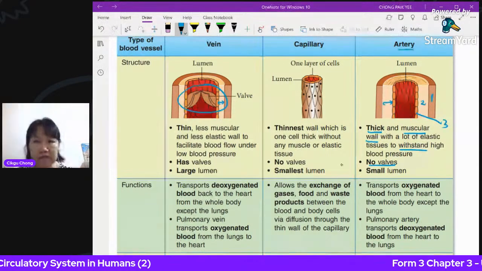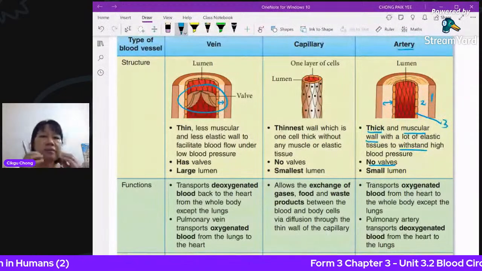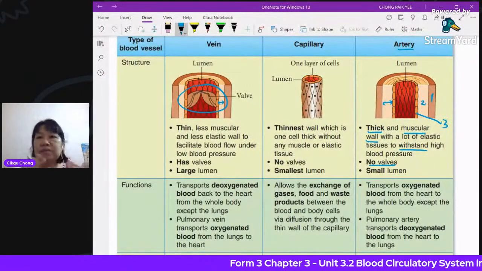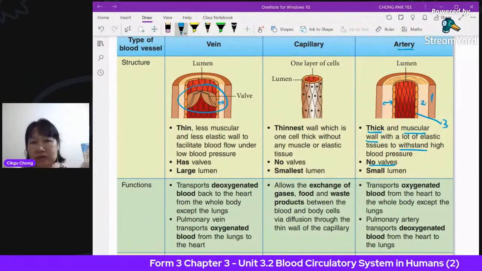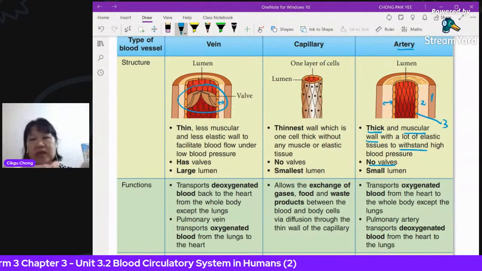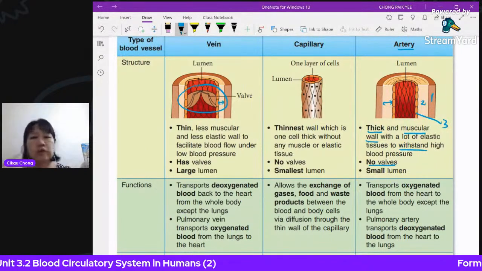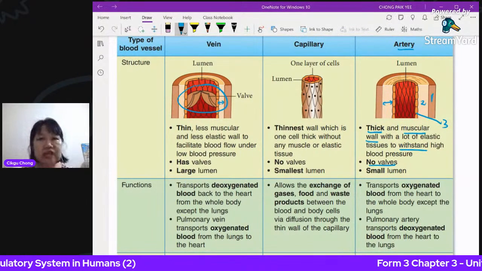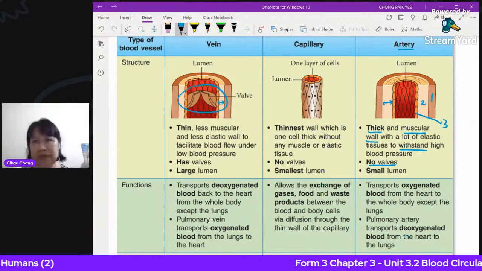Okay, the reason is because the pressure is so high, the blood will never have a chance to go backwards. So no need to have valves, because the pressure keeps on pushing. So the blood always goes in one direction, right? For the artery, there's no chance for it to come backwards.